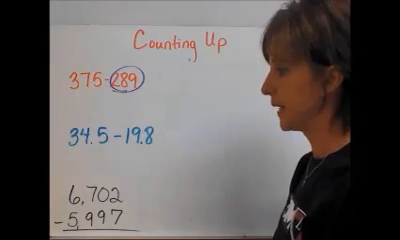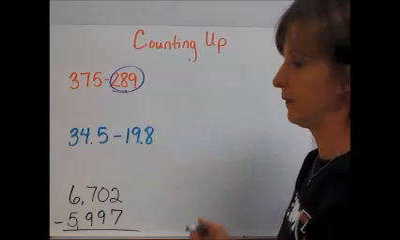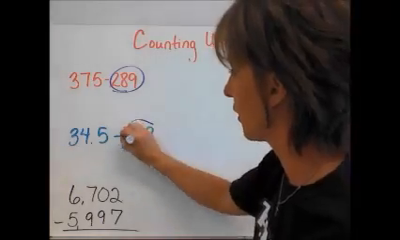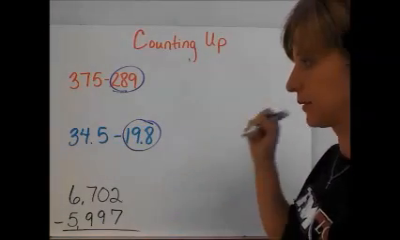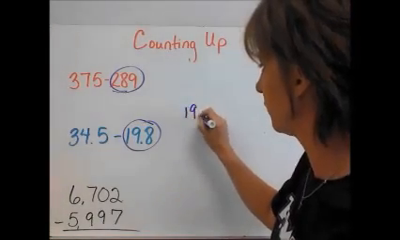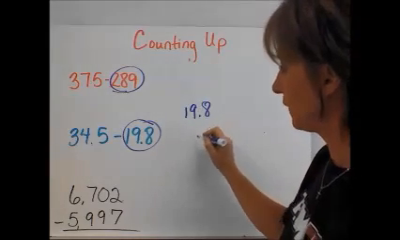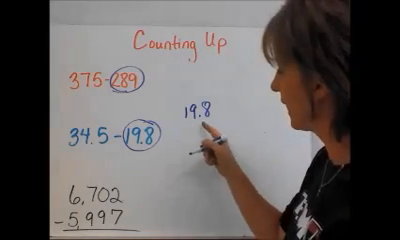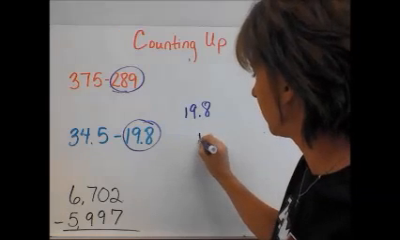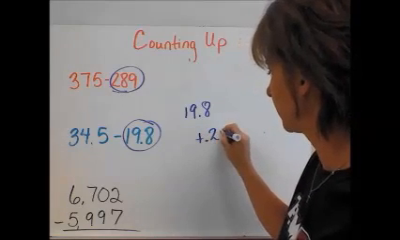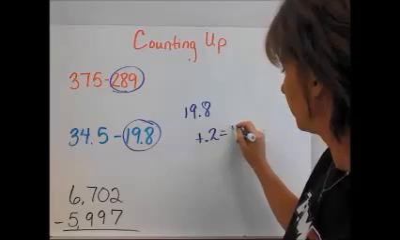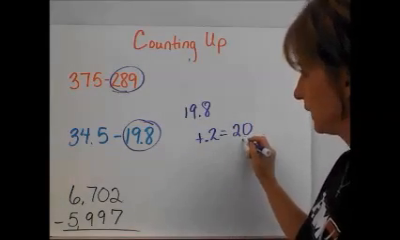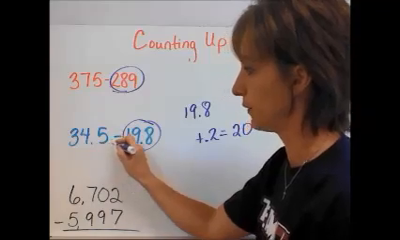34 and 5/10 minus 19 and 8/10. If we're going to count up, then we're going to start with this number. That's the number that goes in our head, and we're going to get to the next easy number. Easy numbers are numbers with 0. If I have 8/10, I know if I add 2/10, then I can go to the next whole, which is 20.